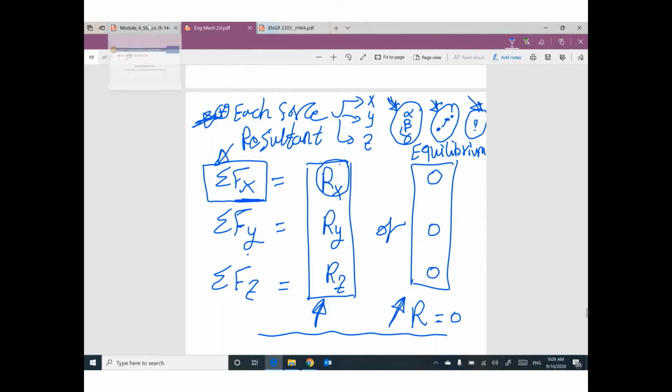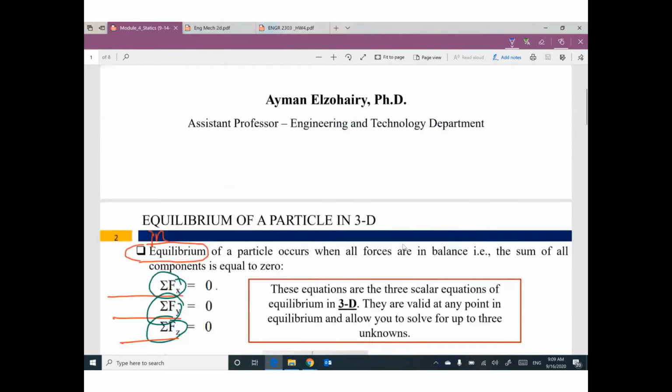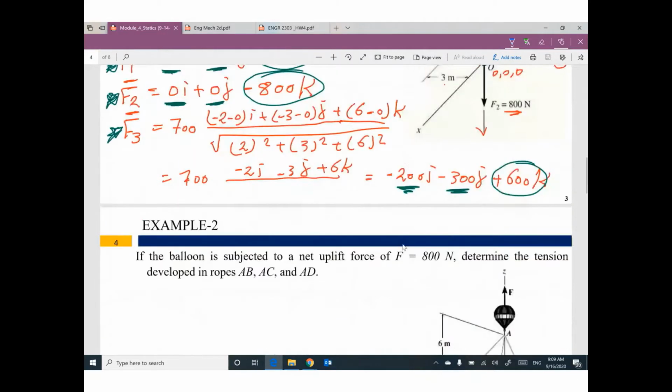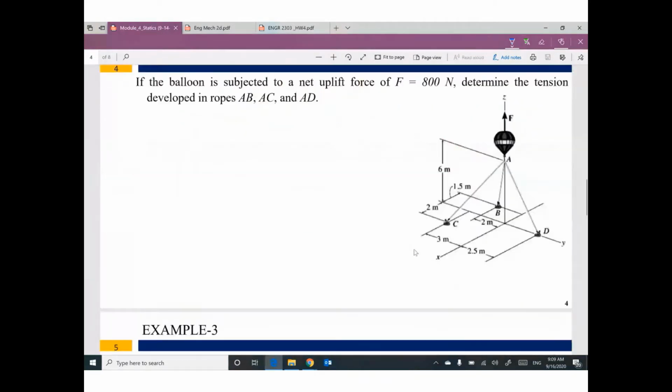Okay. We covered the first example last meeting. Let's do this example. We have a balloon. This balloon is subjected to a net uplift force F equal to 800 Newton. We have a force here, F, uplift force equal to 800 Newton.